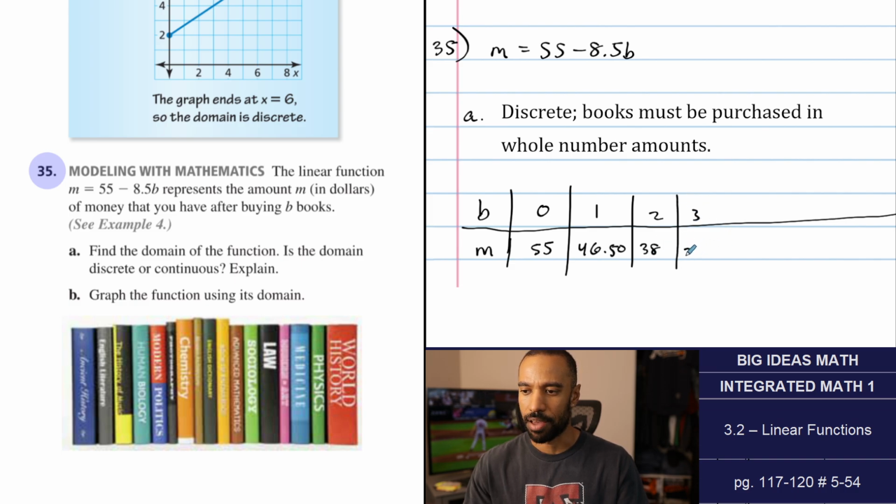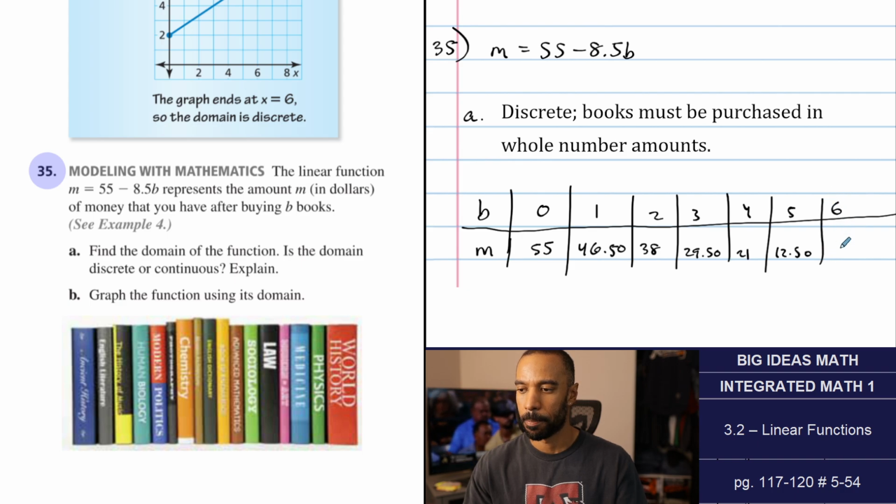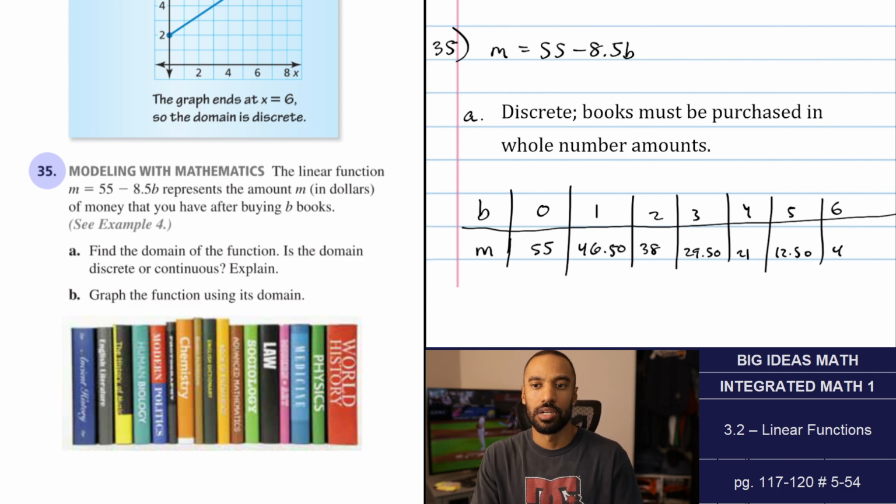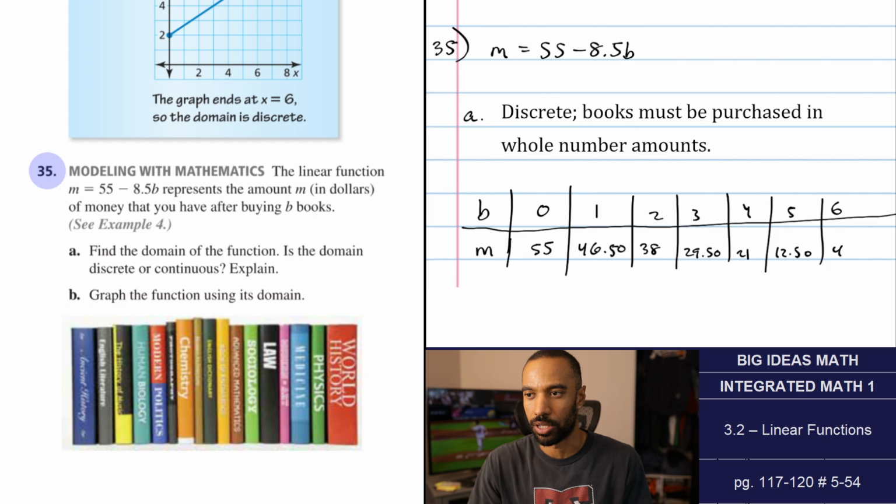When it's 3, you have $29.50. 4 books, you'd have $21. 5, you'd have $12.50. And 6, you'd have $4. Can you purchase a 7th book? No, you'd be left with $4. You can't buy another book unless there's a cheaper one available, but there's no reason to see that there is.